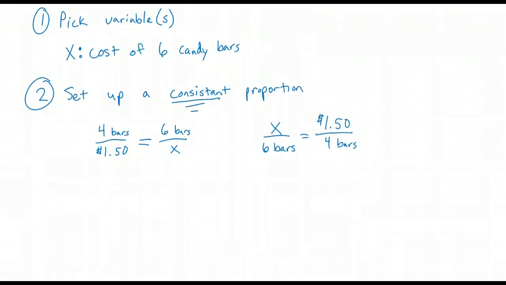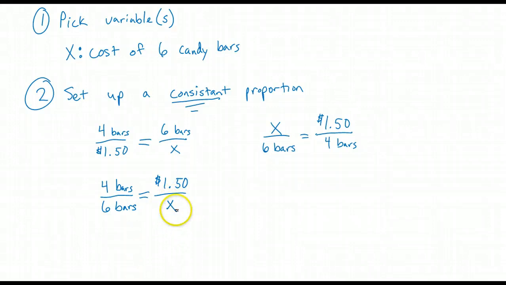I could also compare bars to bars and cost to cost. If I say 4 bars relates to 6 bars as $1.50 relates to X. Top and bottom, bars and bars. Top and bottom, cost and cost. And if I look, 4 bars is consistent with $1.50. 6 bars is consistent with X.